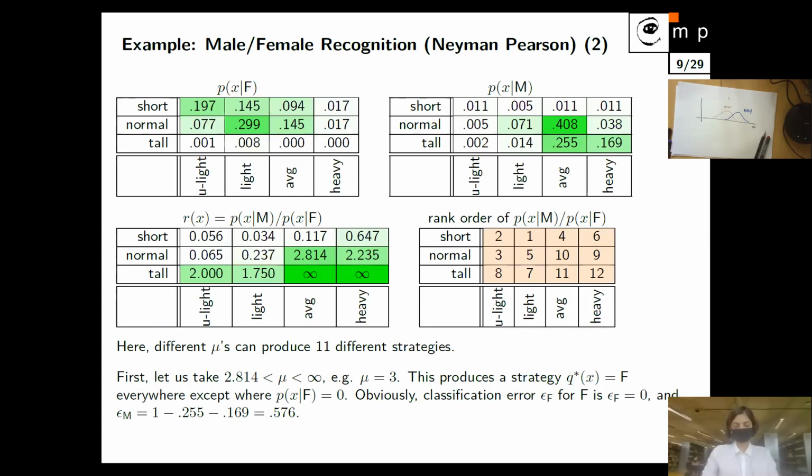So we can look at our numerical example. We get this ratio. For every possible measurement outcome, we have only 12 possible measurement outcomes. We calculate the ratio of male over female conditional probabilities, and here we have infinity. This is because the females have 0 probability of being tall and average or heavy, according to our table. Because we'll be thresholding, it's enough to consider the ranking of these measurement pairs.